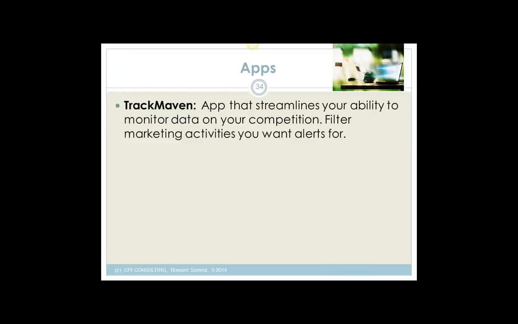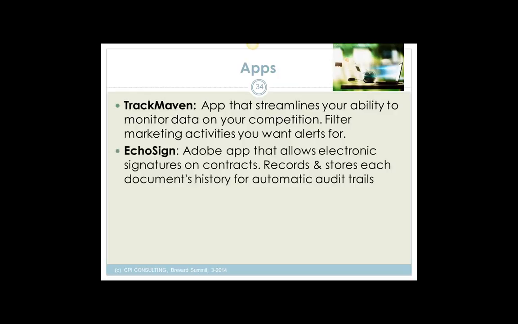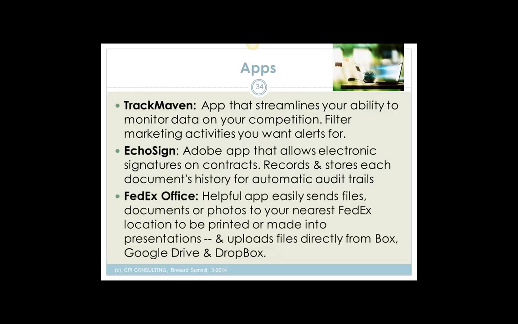Again, we'll have Q&A in a little bit and also have some material for you on the website. But here's another product example, Track Maven, which is an app that streamlines your ability to monitor your competition as a business. EchoSign is an Adobe app that allows for electronic signatures, like if you're doing contracts and such, and then it keeps information recorded for you for automatic audit trails.